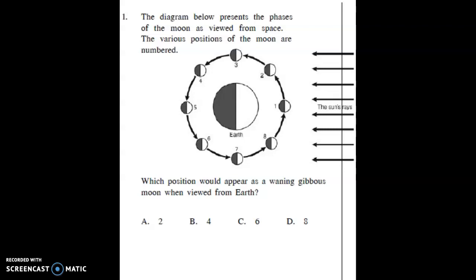Question 1. The diagram below represents the phases of the moon as viewed from space. The various positions of the moon are numbered. Which position would appear as a waning gibbous when viewed from Earth? A, 2, B, 4, C, 6, or D, 8?